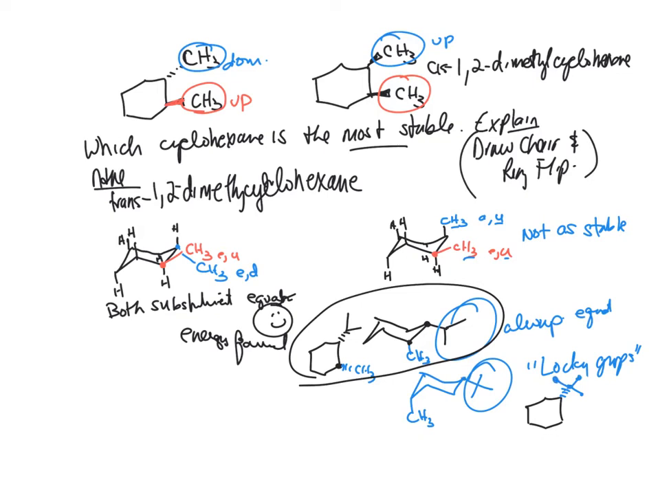1, 2, 3, 4. It doesn't really matter where you start. Now this methyl here is going down. So if you want to do down as your dashes, that works.